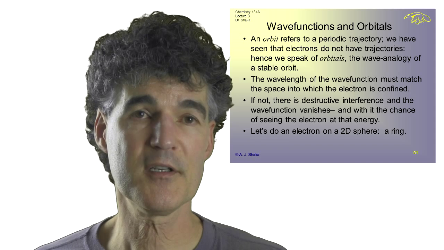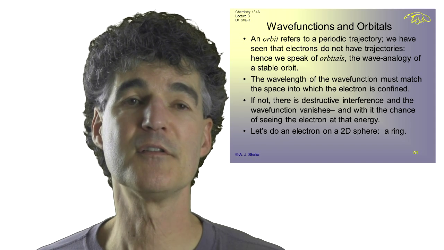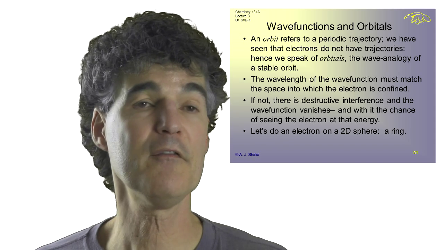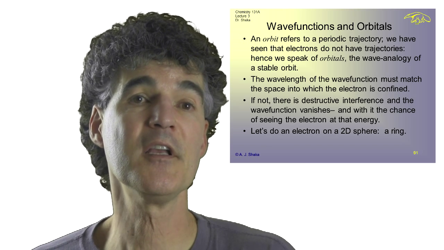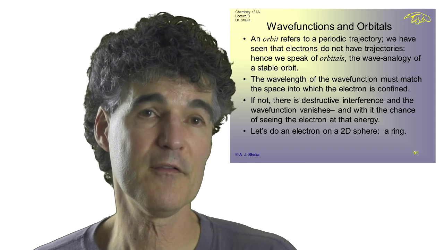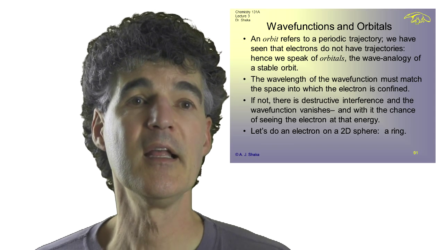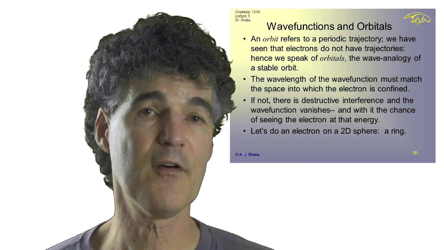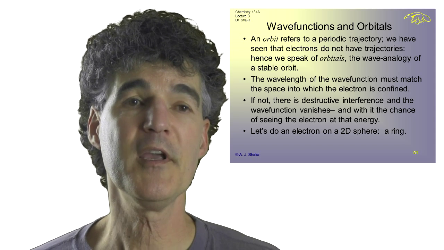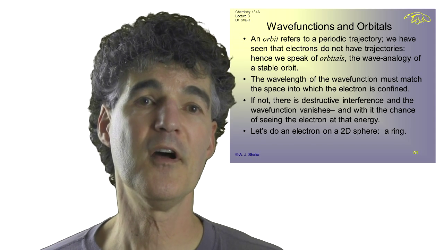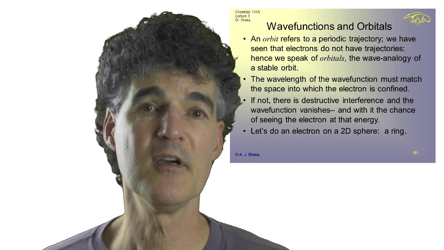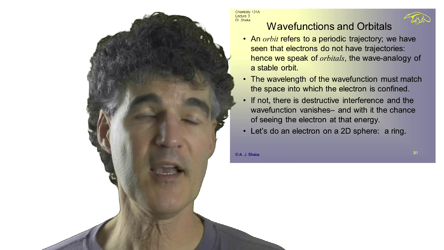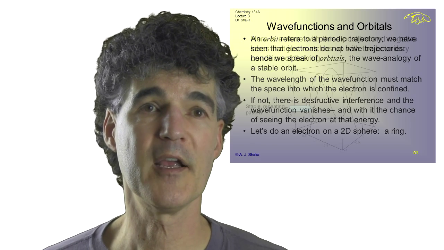So there is destructive interference, and the wave function vanishes. And if the wave function vanishes, then the chance of seeing the electron at that energy also vanishes, because the wave function tells us the probability. A 3D thing is kind of hard to visualize, but we can certainly do an electron on a ring, and that makes it much easier for us to draw. So let's have a look then at an electron on a ring.